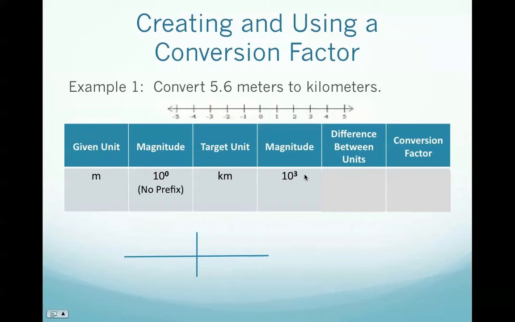So you can use a number line if you need to. Jumping from 0 to 3, I jump 3 times, so I have a difference of 3 units. I have 3 powers of 10 difference. That means I have a 1 with 3 zeros, or 1,000, as my number that I get from looking at the magnitudes between the two prefixes. That means my conversion factor is many of the small is equal to 1 of the large. 1,000 meters is equal to 1 kilometer, or 1,000 meters per kilometer.